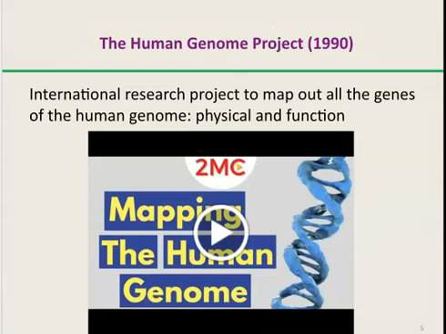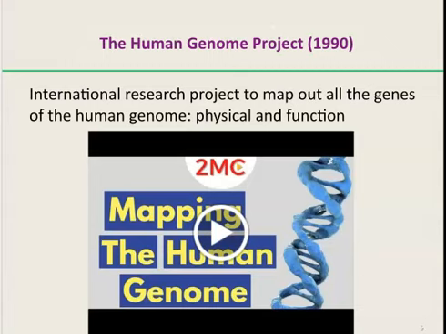A genome is a complete set of genes in an organism. So it's the study of all of the genes that comprise one organism. And the Human Genome Project was in 1990. It was an international research project to map out all the genes of the human body.